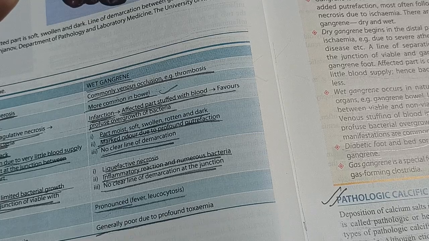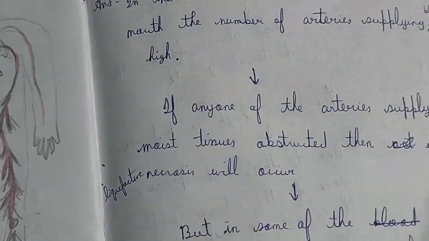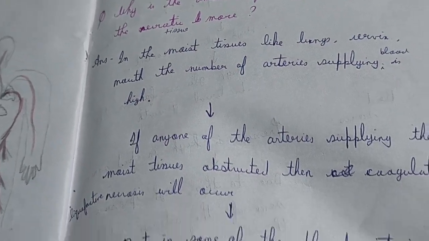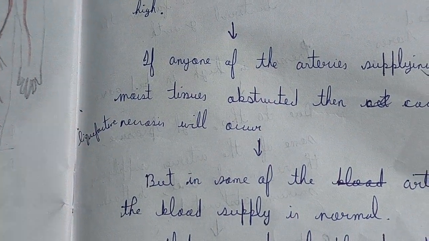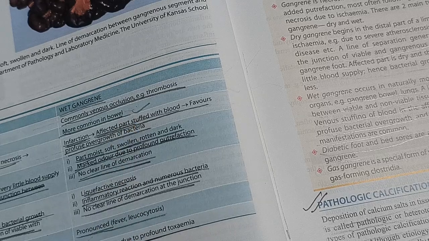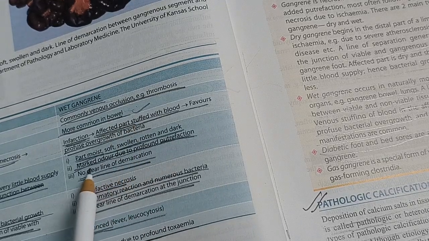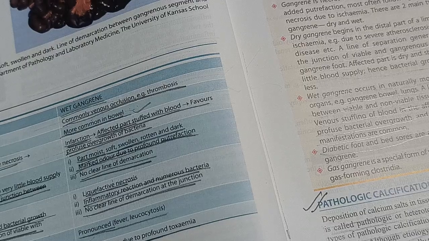And the mechanism, as I have already mentioned, is that this is the region where the amount of bacteria increases. It explains where it occurs more, and this is the region of putrefaction, and there is no clear line of demarcation, or as compared to the previous one it is less.